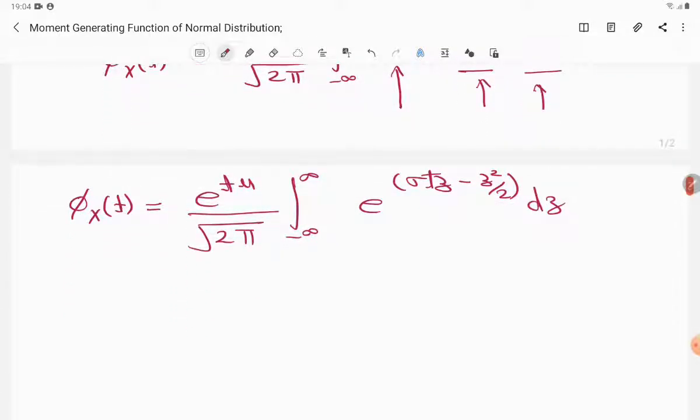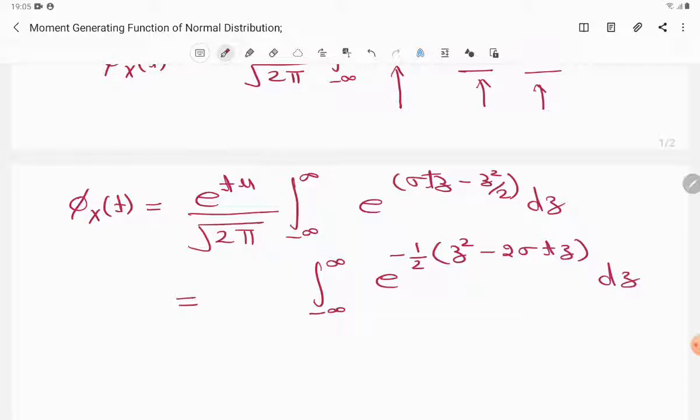Once I do it, you can see over here, yeah, this is what I need to evaluate. Now what I can do over here is take minus half outside, and then I will have z square and minus 2 sigma t z. This is what I will have, and this I can write as dz, and this I can write over here as e power t mu divided by root 2 pi.